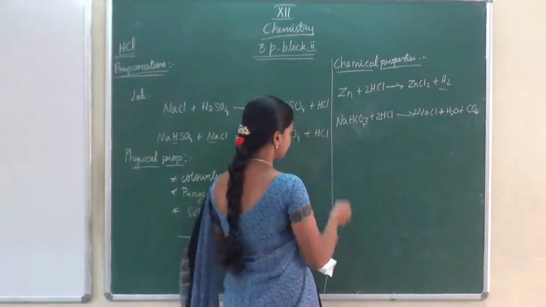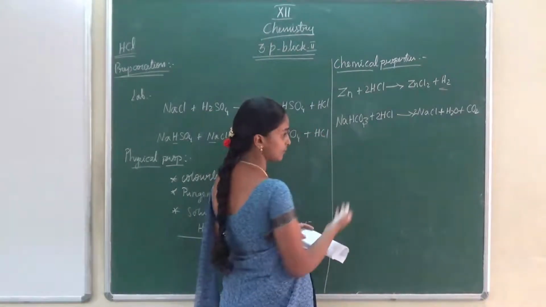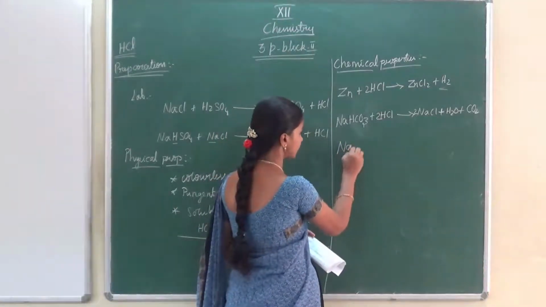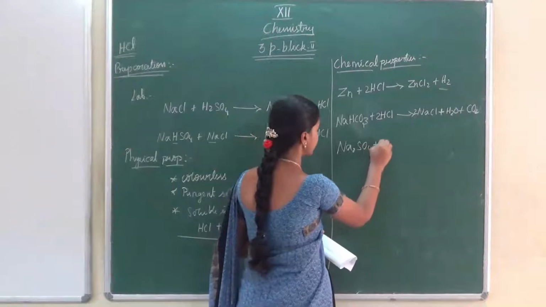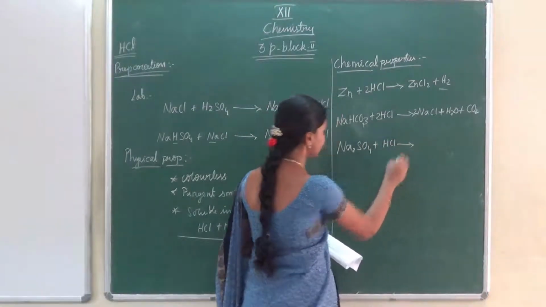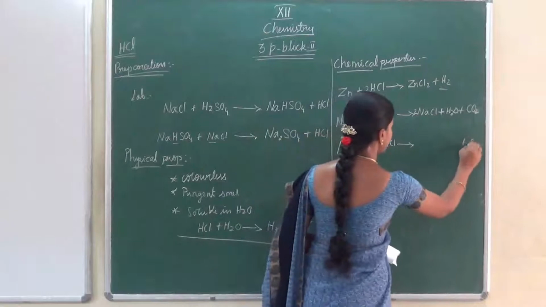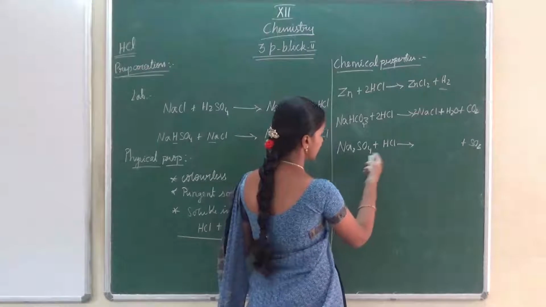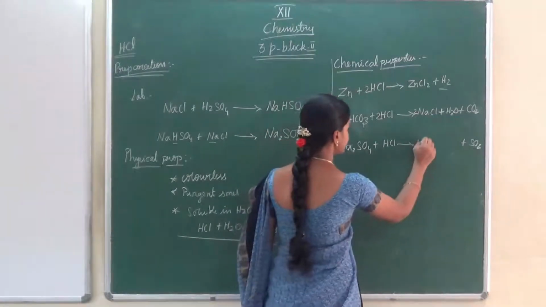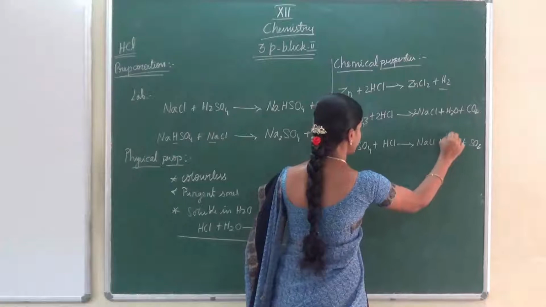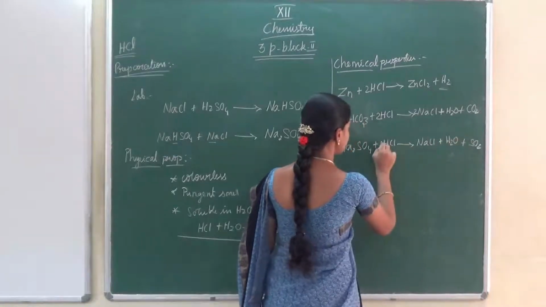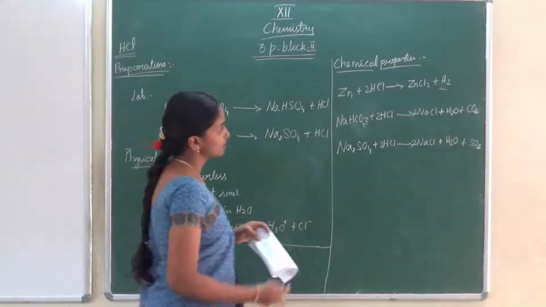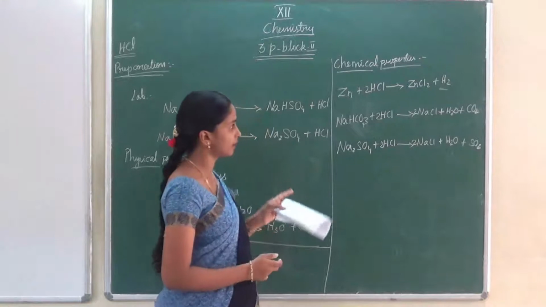The next one, if the hydrochloric acid is reacting with sulfates. Let us take the example here, sodium sulfate, Na2SO4. When it reacts with hydrochloric acid, it produces sulfur dioxide. SO2 will be released outside. Then what is the remaining here? NaCl plus H2O. Now the equation is balanced. So this is the chemical property of hydrochloric acid.